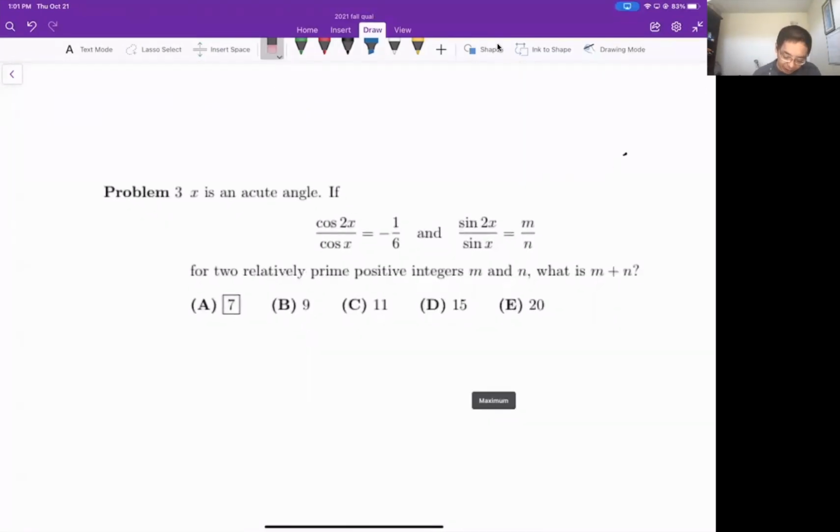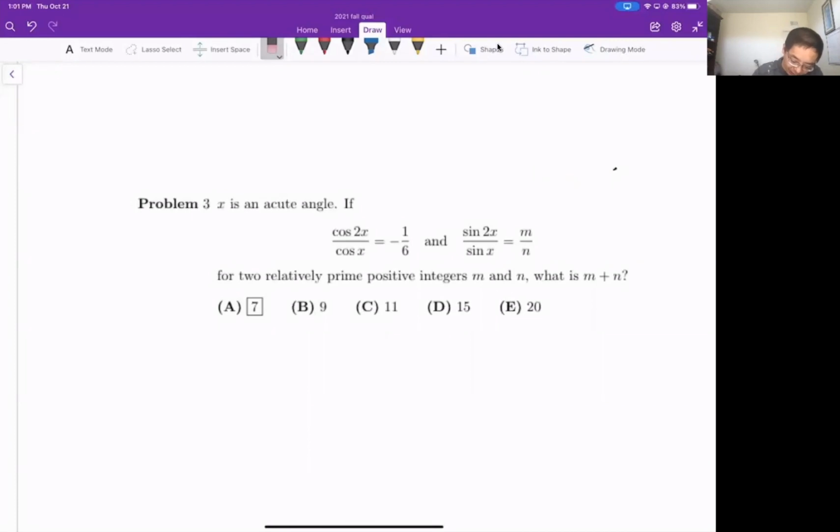Question number 3. Here it says x is an acute angle. Acute angle means x is between 0 and pi over 2, right? Or if we use degrees, that means between 0 and 90, right? So here I use radians. Okay, so we know cosine 2x over cosine x is negative 1/6, and sine 2x over sine x is m over n. Well, basically, you need to figure out what m and n are. Here we see cosine 2x and sine 2x. So obviously, we should use the double angle formula. So let's recall the double angle formulas.